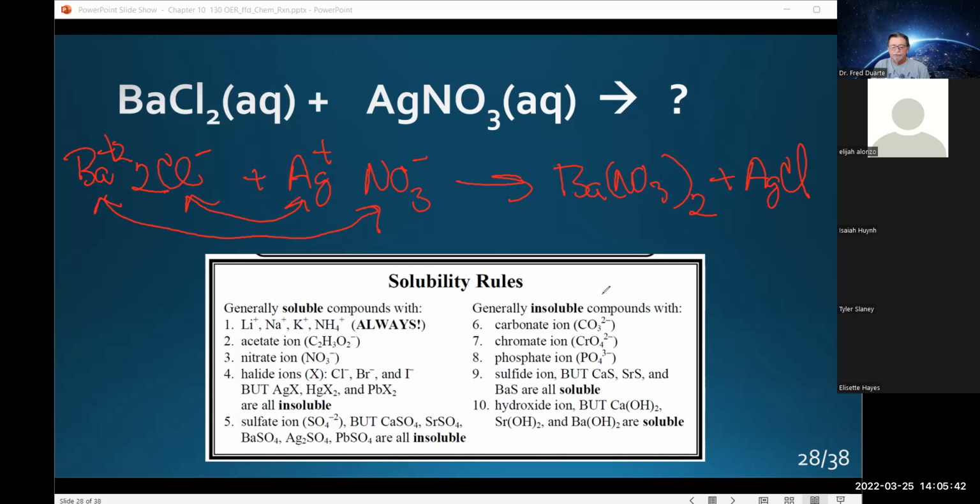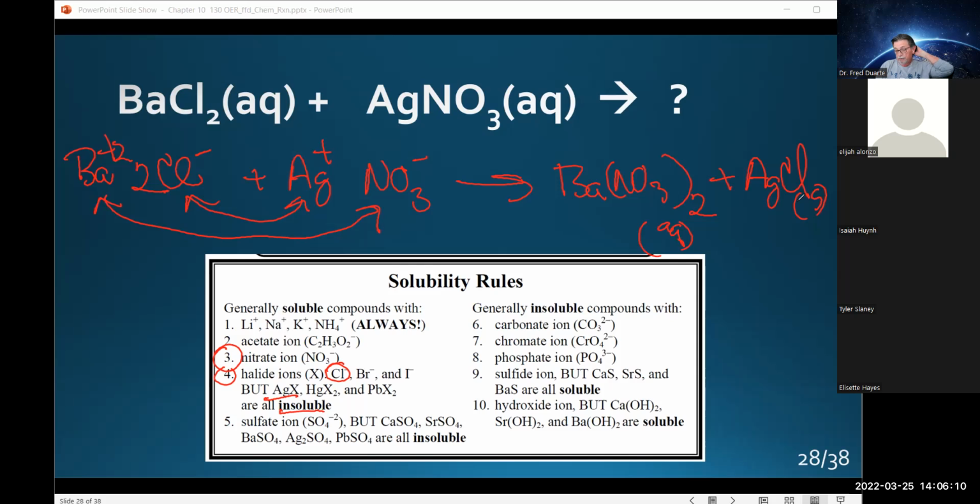Okay, let's look at solubility. All nitrates, number 3, all nitrates are soluble. So this is barium nitrate, always soluble. The halide, number 4, the chloride is sitting there. It is bonded with silver, therefore it makes it insoluble. So silver chloride is insoluble, we got an S for its physical state.